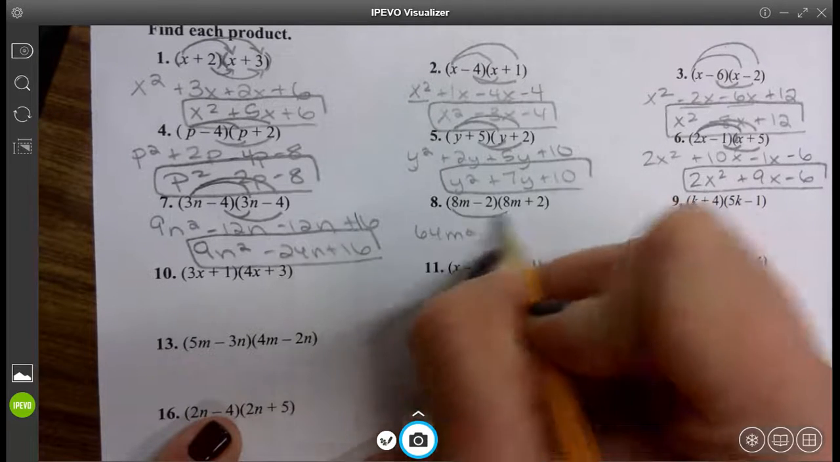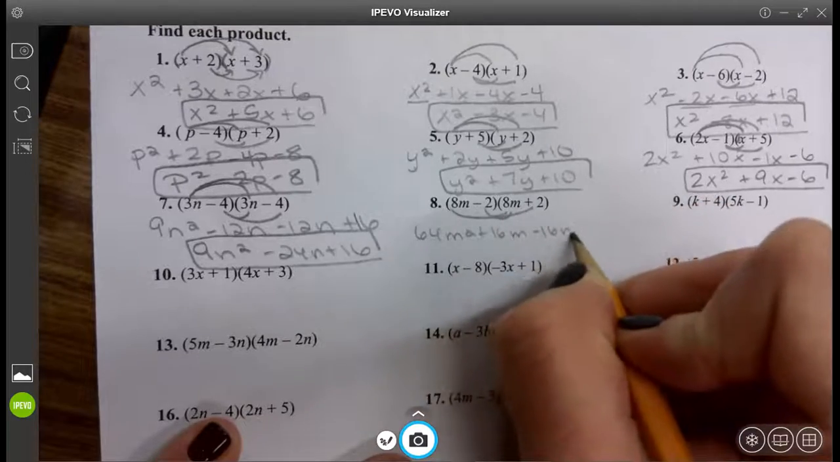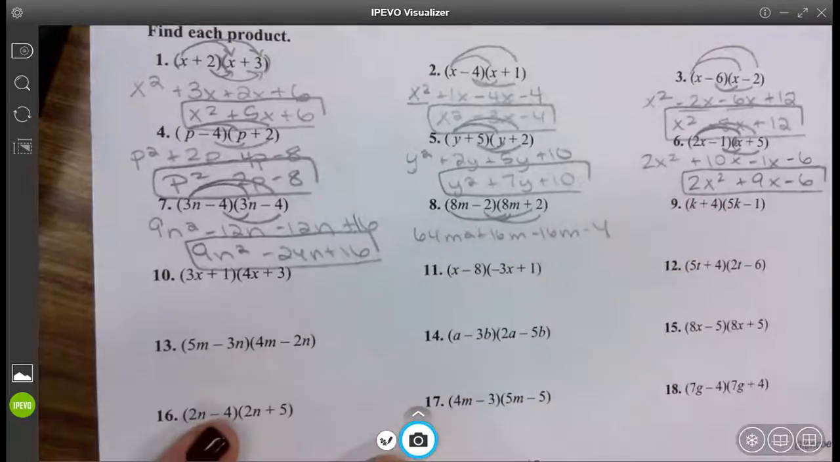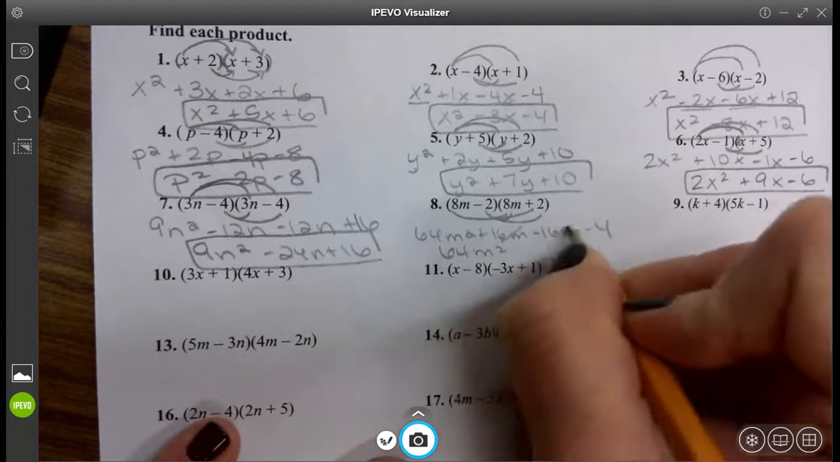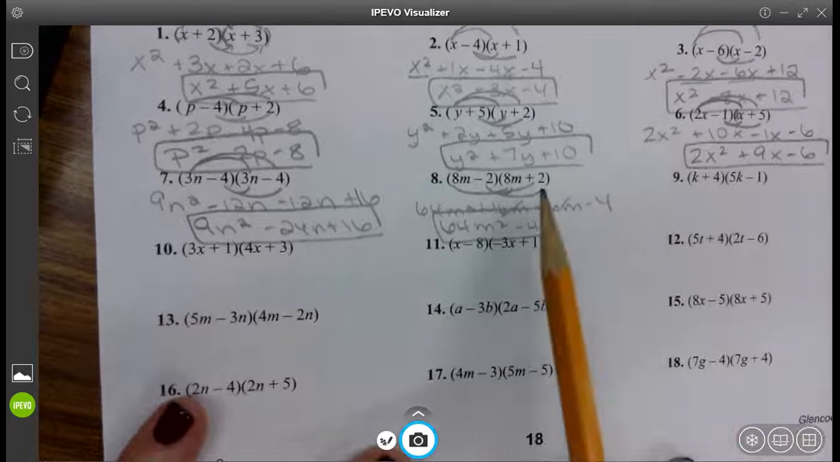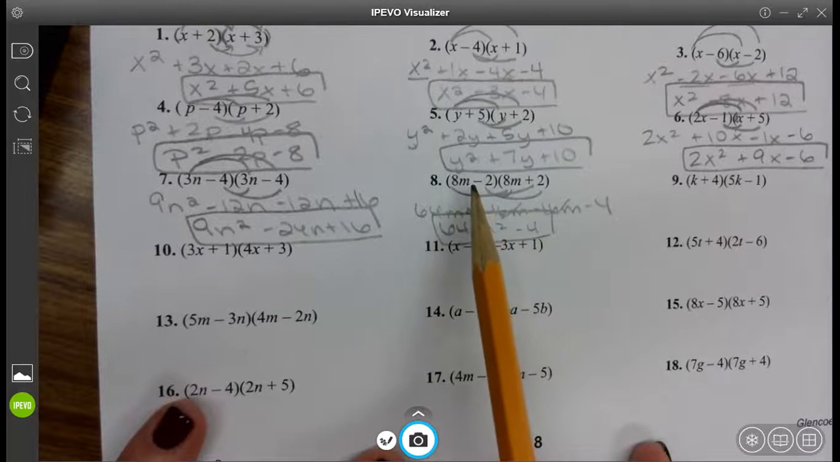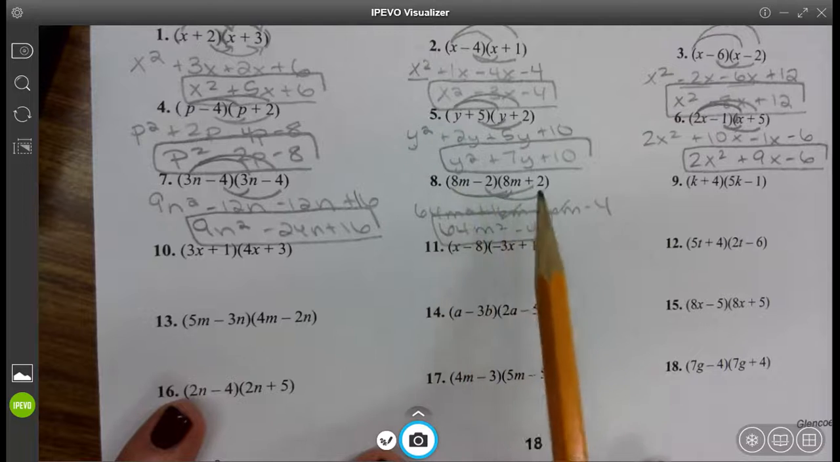64m squared, 16m minus 16m minus 4. 64m squared, these cancel, minus 4. Sometimes the middle terms will cancel each other out. Notice here, the middle terms are different and will cancel each other out. We both have an 8m and a 2 and a 2.